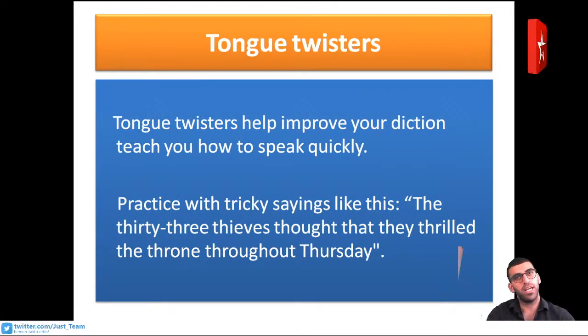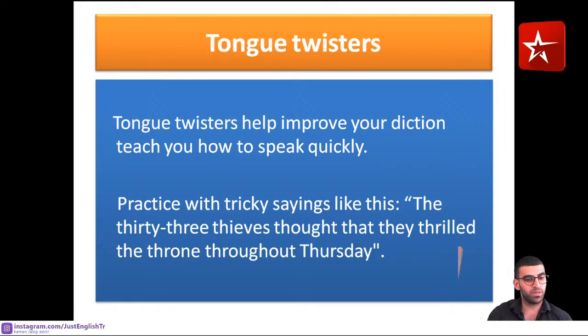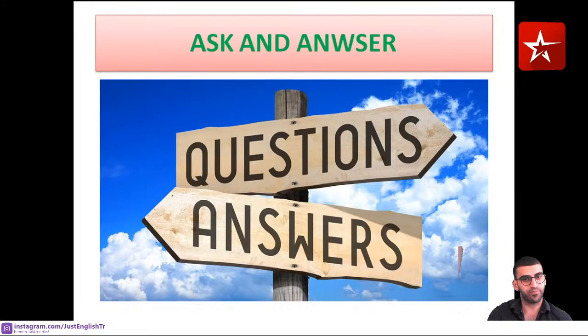Say the words 100 times a day, 100 times. Okay, practice with the tricky sayings that you have a problem pronouncing with TH, like 33 thieves. So this kind of pronunciation, if you do it every day, you will improve your speaking. You will improve your speaking tremendously.